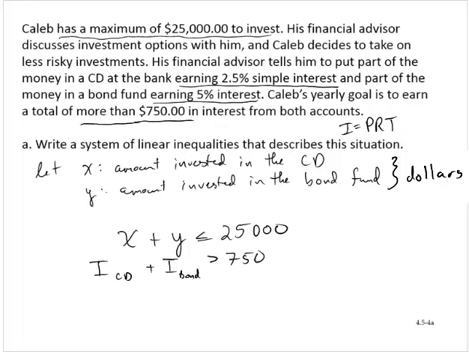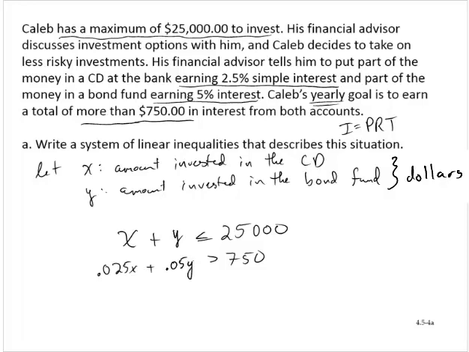Now each of those interests is a principal times a rate times a time. So for the CD, the principal is X, the rate is 0.025, and the time, the yearly goal, that means 1 year, so the time is 1. Similarly, for the bond, the principal is Y, the rate is 0.05, and the time is again 1. Now cleaning those up a little bit, X times 0.025 times 1 we usually write as 0.025x. Similarly, we would write the second term as 0.05y.